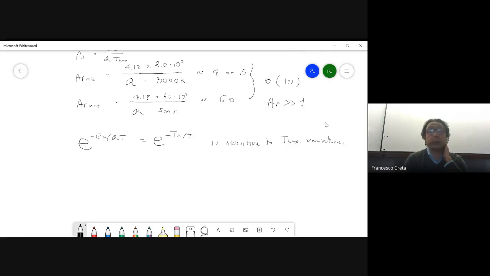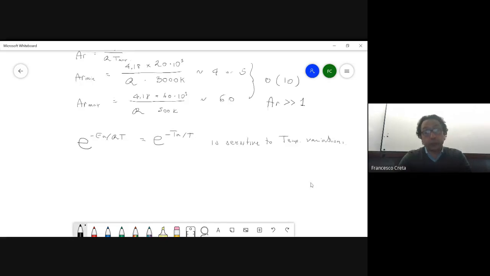I hope you agree, because clearly the factor multiplying 1 over T is extremely large. So that means that if the temperature varies just a little amount, this factor here will vary substantially. Now, what does that mean in terms of the reaction rate?